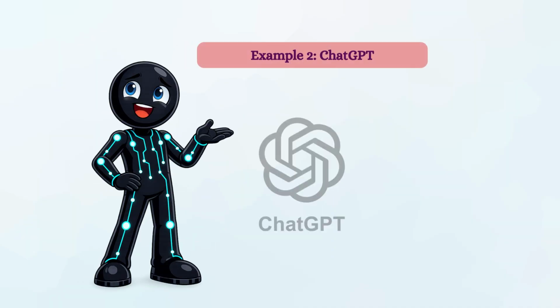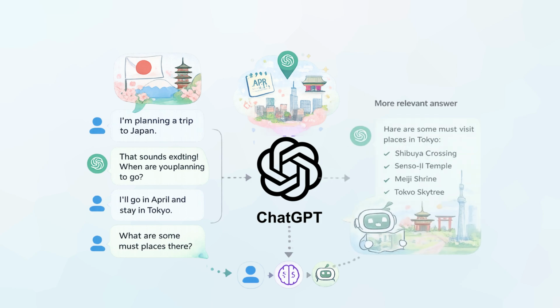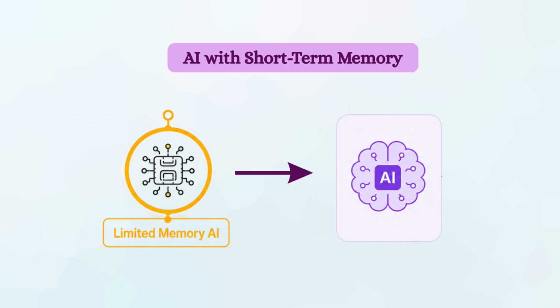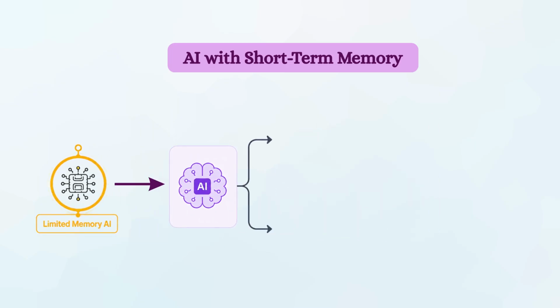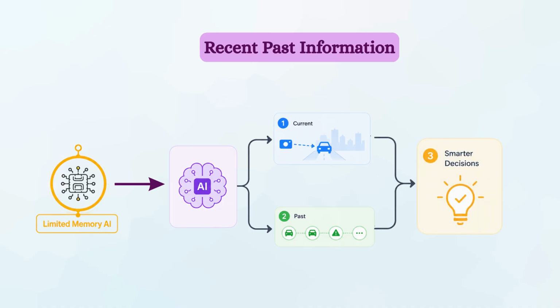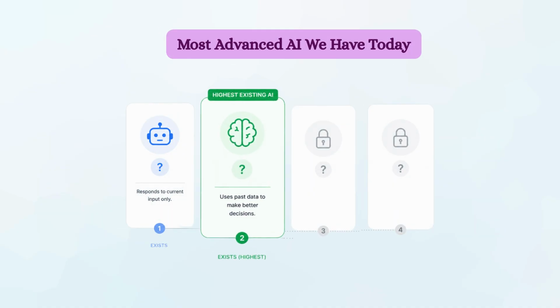Another great example is ChatGPT. During a conversation, it remembers your previous messages and uses that context to generate more relevant answers. So, in simple terms, limited memory AI is like an AI with short-term memory. It can look at what is happening right now, remember some of what happened before, and use both to make smarter decisions. And this is the most advanced functionality-based AI that we have today.